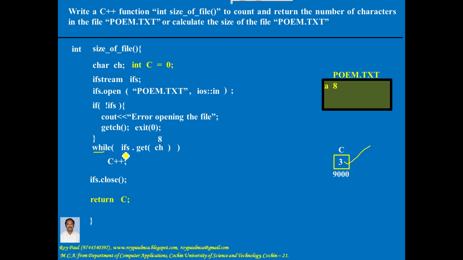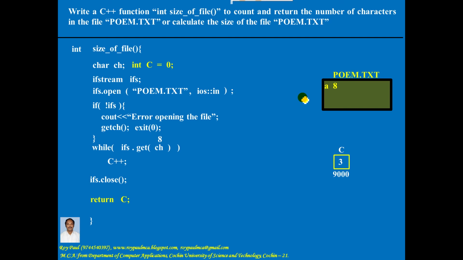Because of this while loop, statement repeats. Now this time statement will not repeat because end of the file reached. Now ifs.close, the file removed from random access memory, and return c. So your c contains 3. So 3 is returned as answer and the function exits.